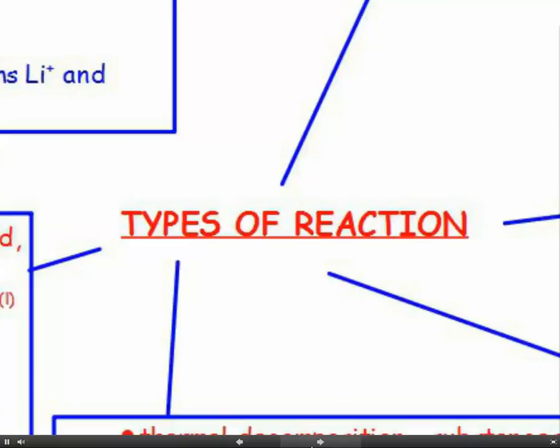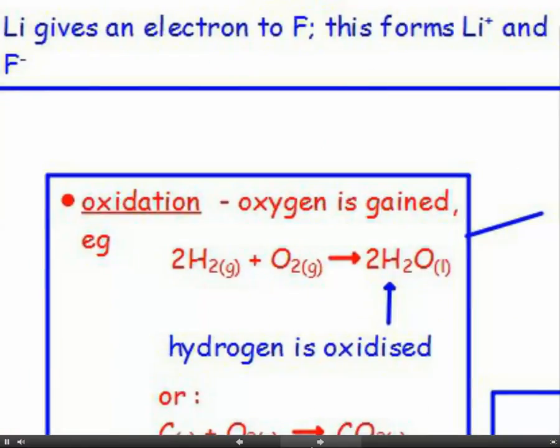Types of chemical reaction. Oxidation. Now in an oxidation reaction, oxygen is gained. So for example, if we look at this reaction, we've got 2H2 + O2 forms 2H2O. Hydrogen plus oxygen forms water. Now the hydrogen is oxidized because it gains oxygen.